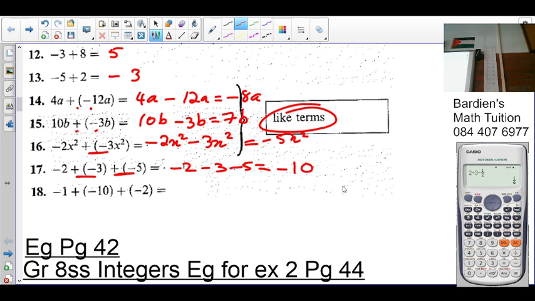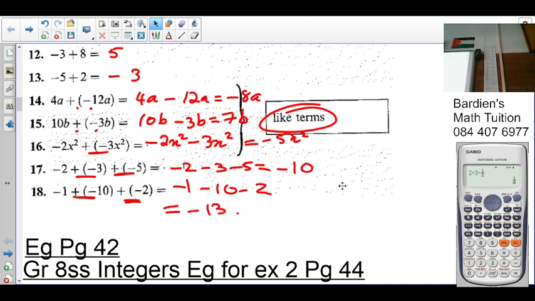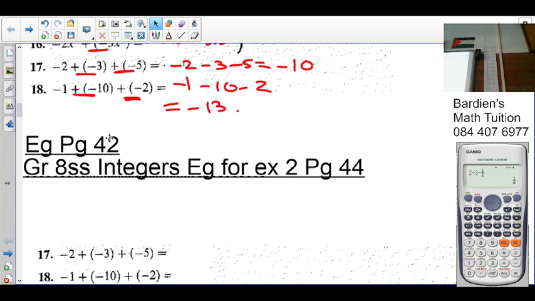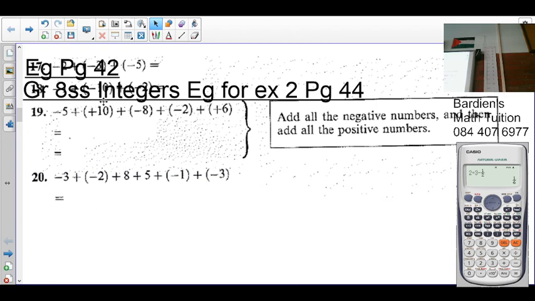Okay. People, let's look at number 18. We got negative 1. What's negative times positive? Negative 10. What's positive times negative? Negative 2. So what's minus 1 minus 10? Negative 11. Minus 2 is negative 13. Was there any confusion there? Not yet. Alright, let's go to number 17.